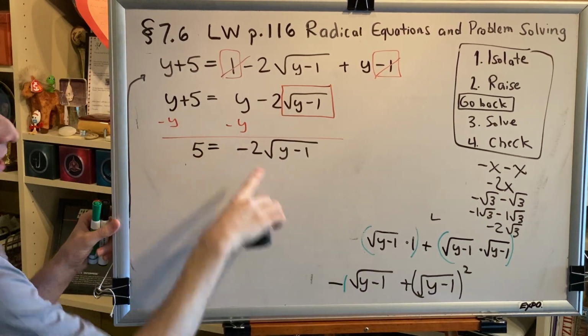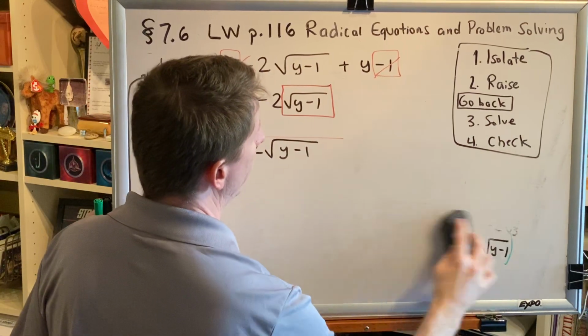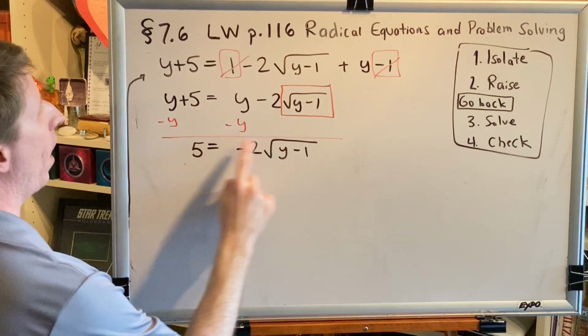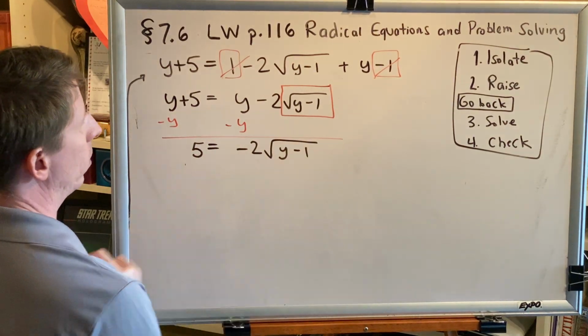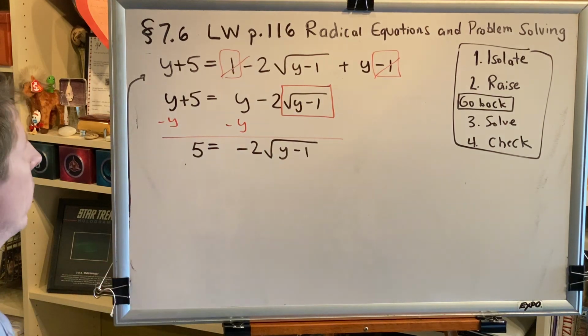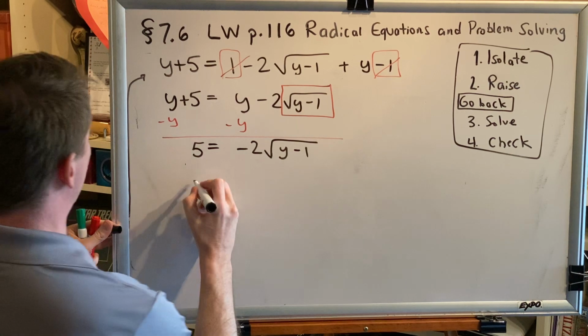This is not subtraction, that's a negative. The rule says if you want to isolate, there has to be no adding, subtracting, or dividing before, after, or under your radical. And we don't have any of that. We have multiplying, so we are isolated. All right, so once you isolate, the next step is to raise.